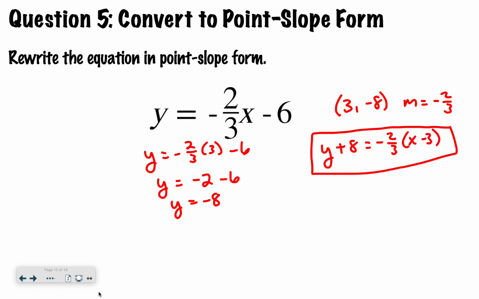Okay, for this problem, hopefully you picked 3 for your x value, and when you picked 3, you ended up with a -8 for y, so your ordered pair was 3, -8. Your slope was -2/3, so your equation became y minus a -8, or y plus 8, equals -2/3, and then in parentheses, x minus 3. If you have questions about that, please be sure to reach out for some help. I'm happy to help you.